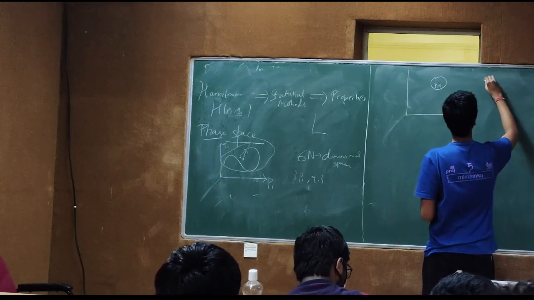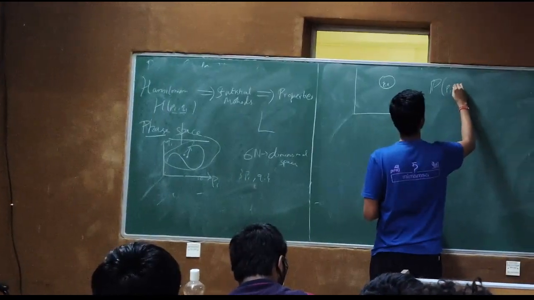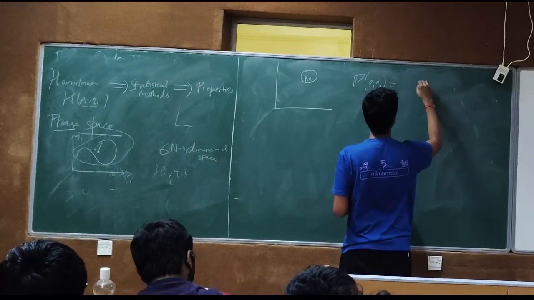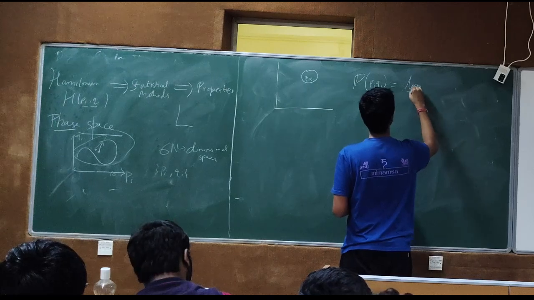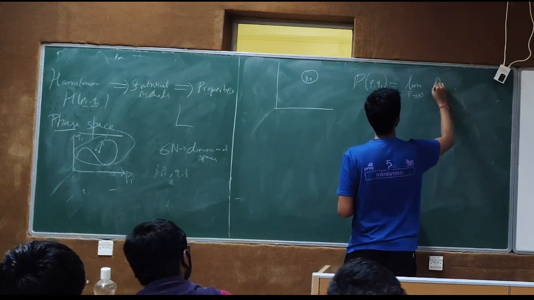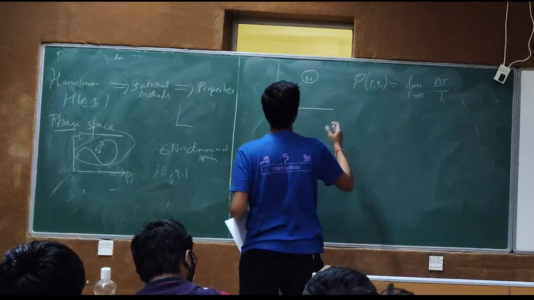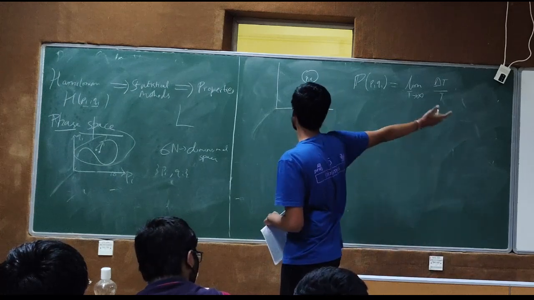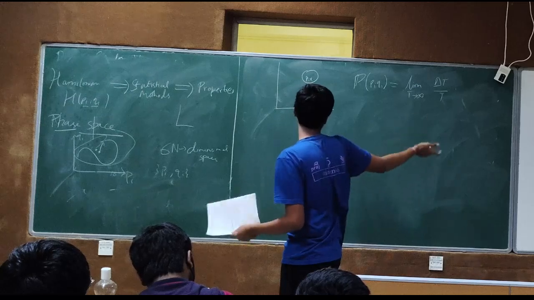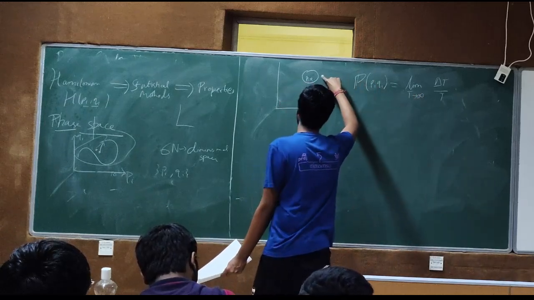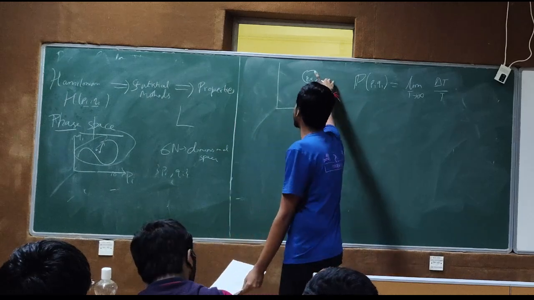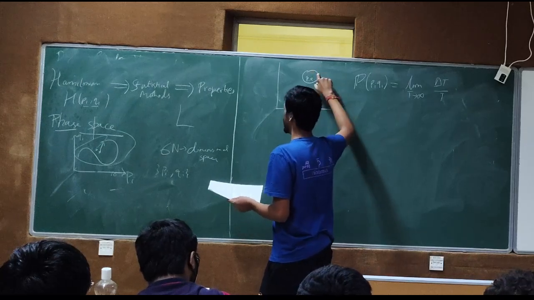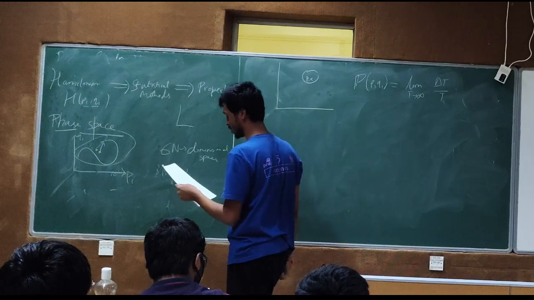Let's call it the probability of... So you take a long time. You see the amount of time the system spends in this region of the microstate, divide that by the total time T. The fraction it spends in this is the probability that the system is in this. So you can assign a probability of the system being in this microstate.